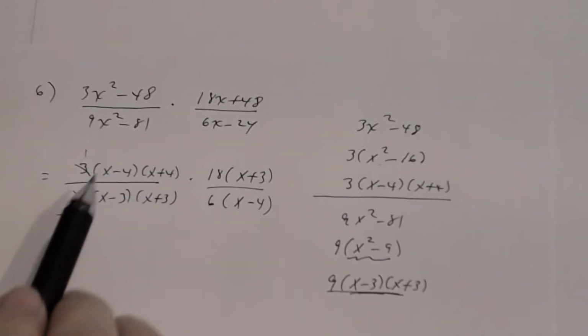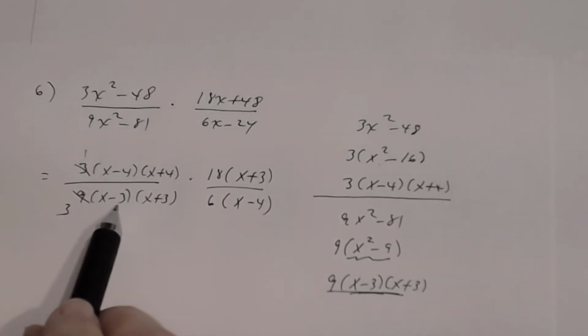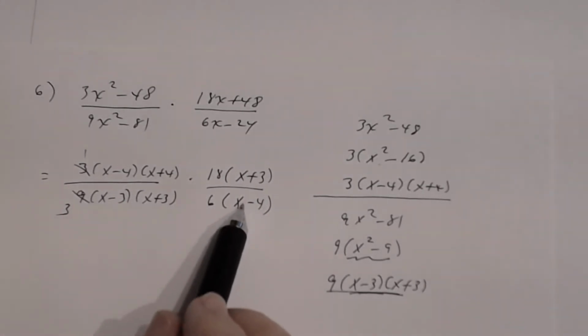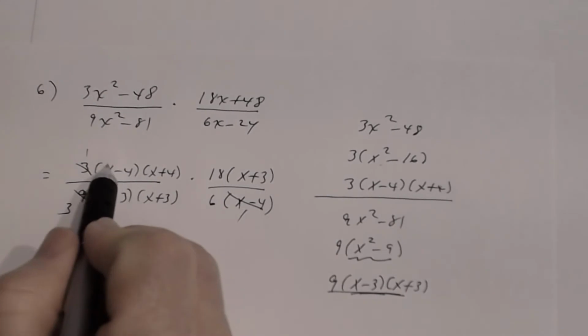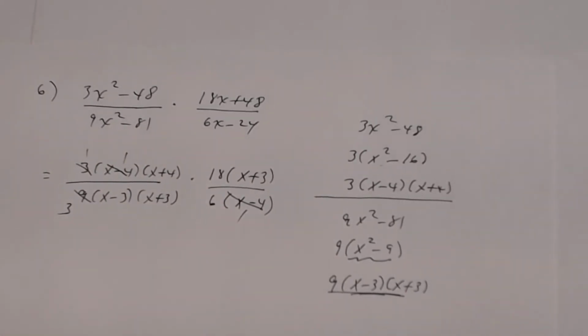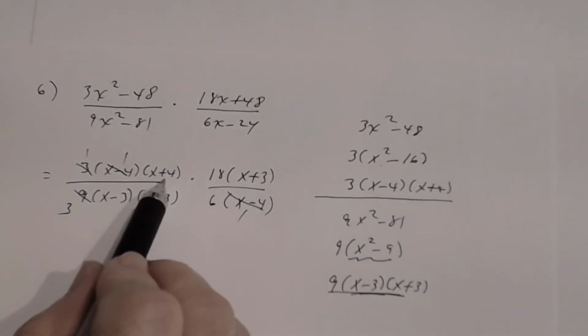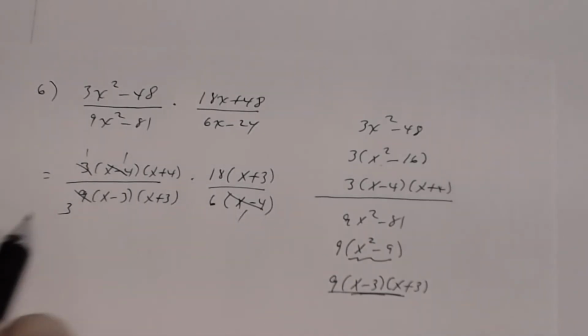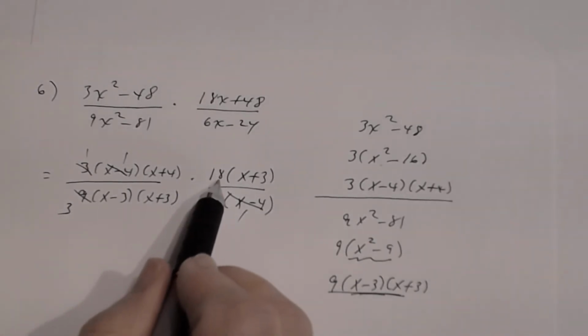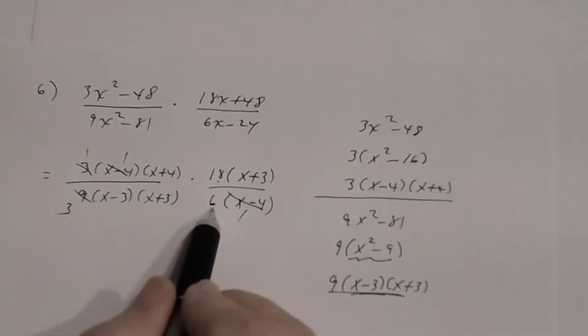Okay. The next factor is x minus 4. Do I have a factor of x minus 4 in the denominator? Yep, right here. So those will divide out. So you get factors of 1. The next factor is x plus 4. Do you see an x plus 4 in the denominator? No. The next factor is 18. Will 18 reduce with any of these down here?